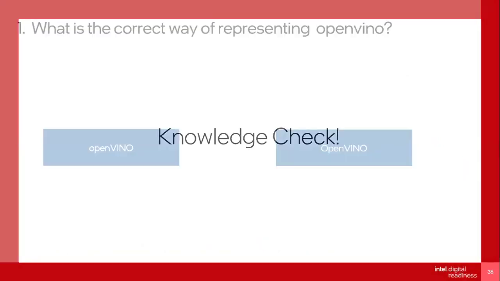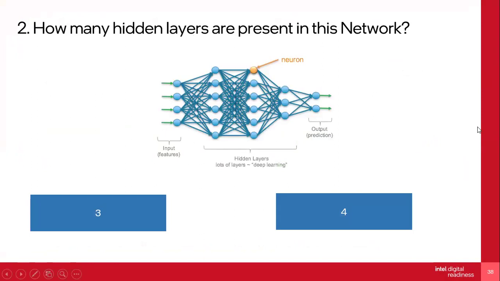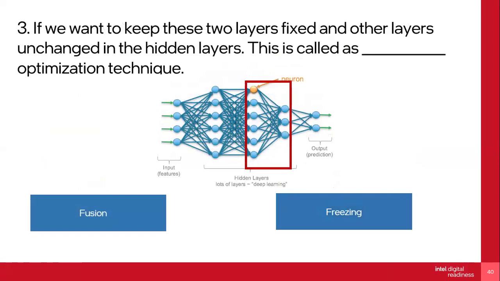The next one is knowledge check. What is the correct way of representing OpenVINO? Your answers, please. The second option. Okay. Others? The second option. Okay. Right. The next question is, how many hidden layers are present in this network? Three. Yes. Good. Correct. The next one, if you want to keep these two layers fixed and other layers unchanged in the hidden layers, this is called freezing.